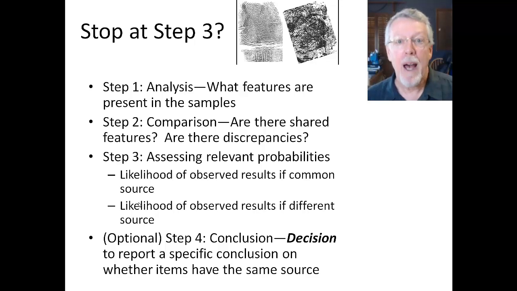Well, concerns about the logical basis for categorical conclusions have led some forensic scientists to conclude that they should not go to step 4 in our logical steps. So we talked about the logical steps: analysis, comparison, assessing probabilities, and optionally making a decision about reporting same source or different source or likely same source. What if the forensic scientist just stopped at step 3? It would preclude all this question about what's the logical basis for making a decision.